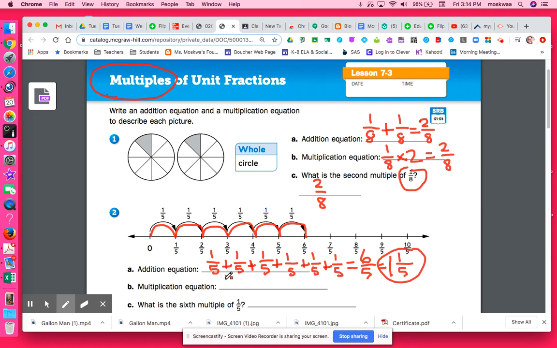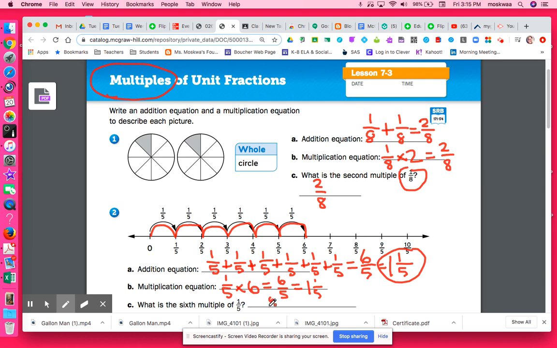Multiplication equation is going to be a lot easier on my hand because it's just 1/5, but now I get to just simply say times 6. 1/5 times 6 equals 6/5 equals 1 and 1/5. What is the sixth multiple of 1/5? Well, 1/5 is the first, 2/5 is the second, 3/5 is the third, 4/5 is the fourth, 5/5 is the fifth, and 6/5 is the sixth multiple of 1/5.